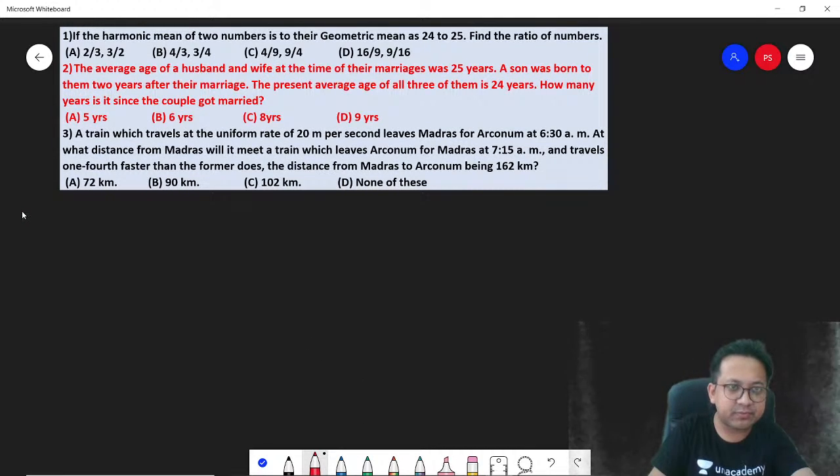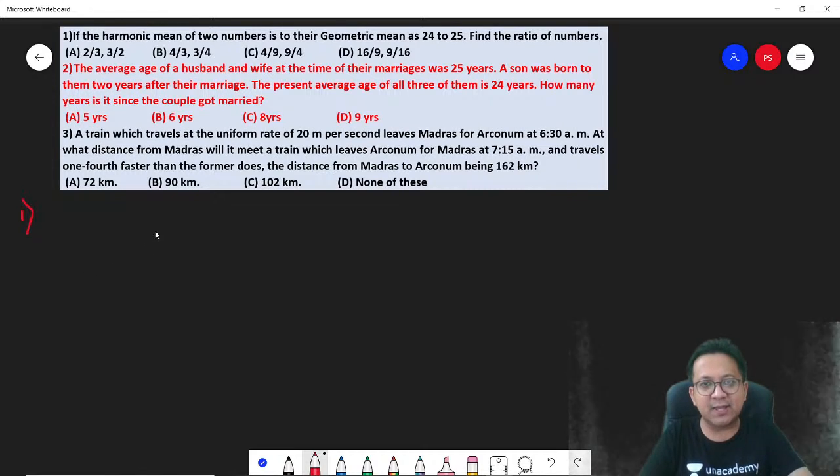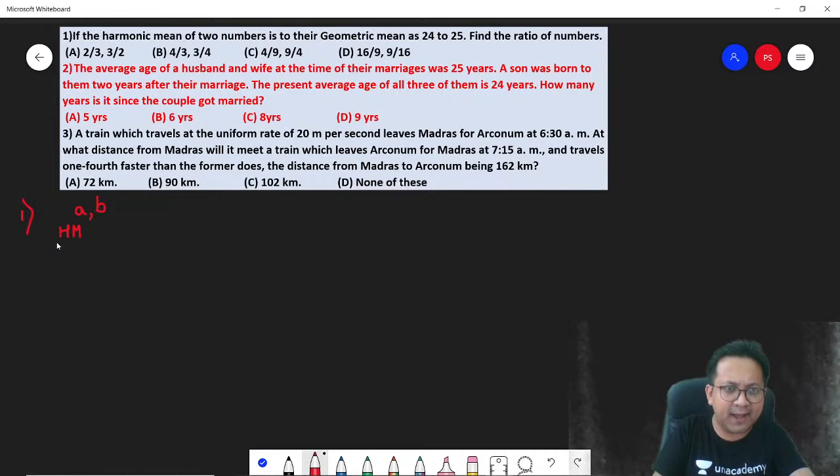First one. If the ratio of the harmonic mean of two numbers to their geometric mean is 24 to 25, find the ratio of the numbers. Okay. So let the two numbers be A and B. Now, how do you write the harmonic mean? What they are saying is, harmonic mean divided by geometric mean is equal to 24 divided by 25.